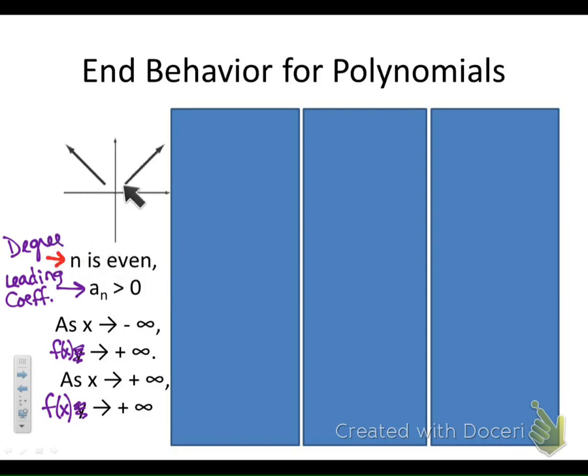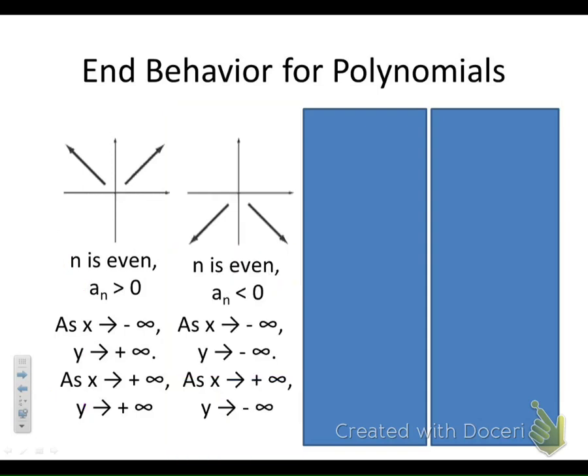Whether you're an x squared, an x to the fourth, an x to the sixth power, it should be opening up and up. If the leading coefficient's negative, then we're going down and down. So if I have a negative x to the fourth, or a negative x to the sixth, my end behavior switches.